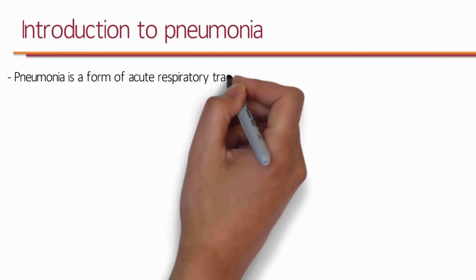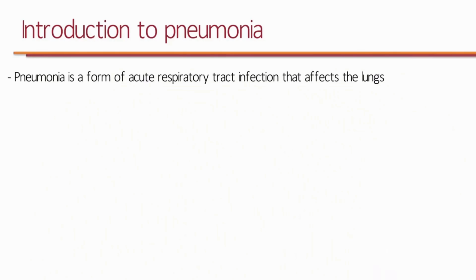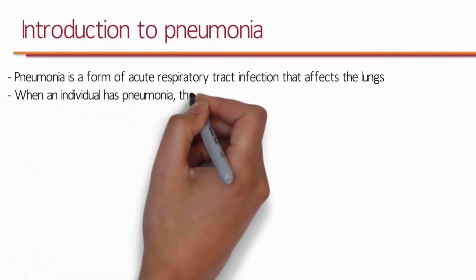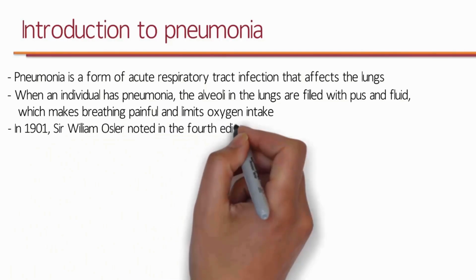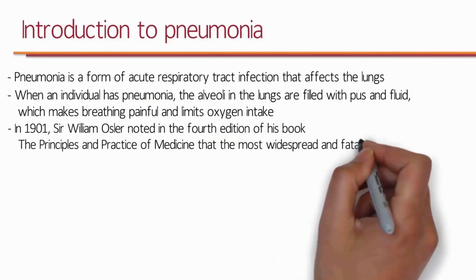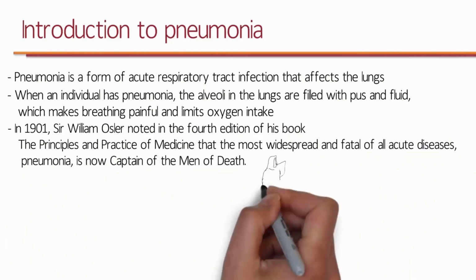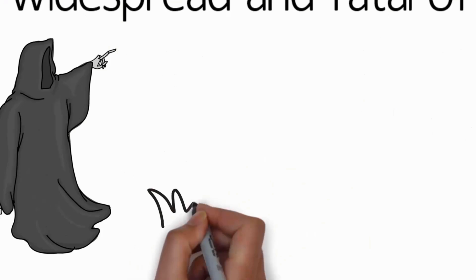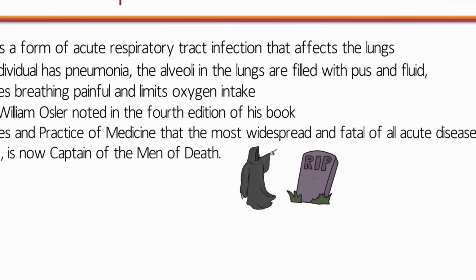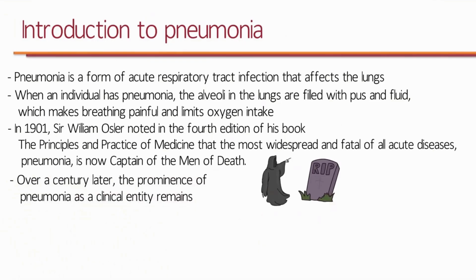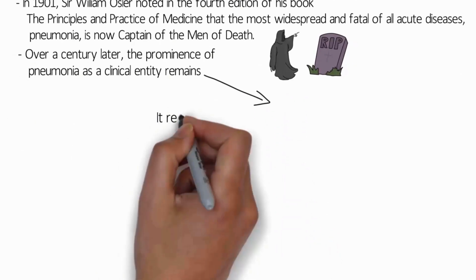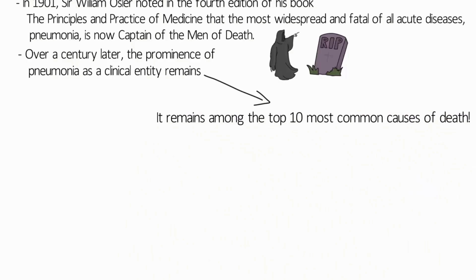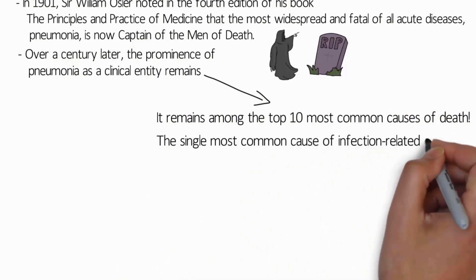Pneumonia is a form of acute respiratory tract infection that affects the lungs. When an individual has pneumonia, the alveoli in the lungs are filled with pus and fluid, which makes breathing painful and limits oxygen intake. In 1901, Sir William Osler noted in the 4th edition of his book, The Principles and Practice of Medicine, that the most widespread and fatal of all acute diseases, pneumonia, is now captain of the men of death. Over a century later, the prominence of pneumonia as a clinical entity remains. In fact, it remains among the top 10 most common causes of death, and it is the single most common cause of infection-related mortality.